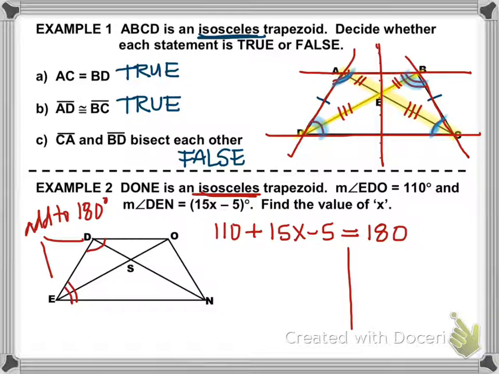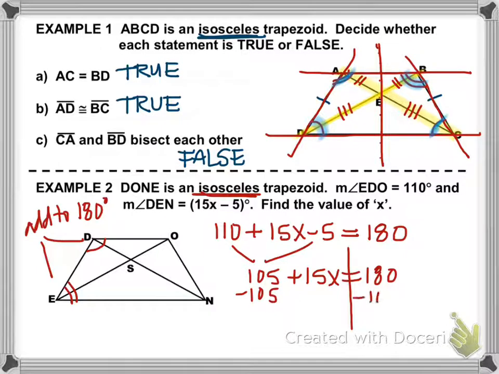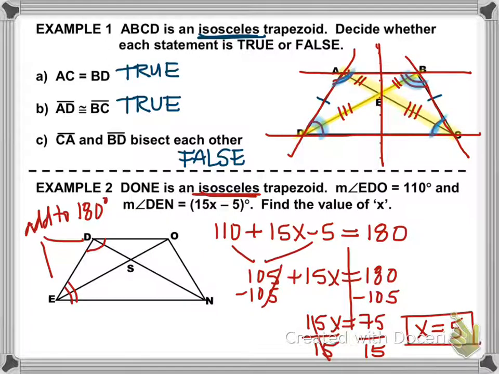So to solve this, on the left, we want to combine like terms. 110 and a negative 5 combine to make 105 plus the 15x equals 180. We'll move all our constants to the right, so we'll subtract 105 from both sides. So 15x equals 180 minus 105 is 75. Then we'll divide both sides by 15. So x equals 75 divided by 15 is 5. So x has a value of 5.